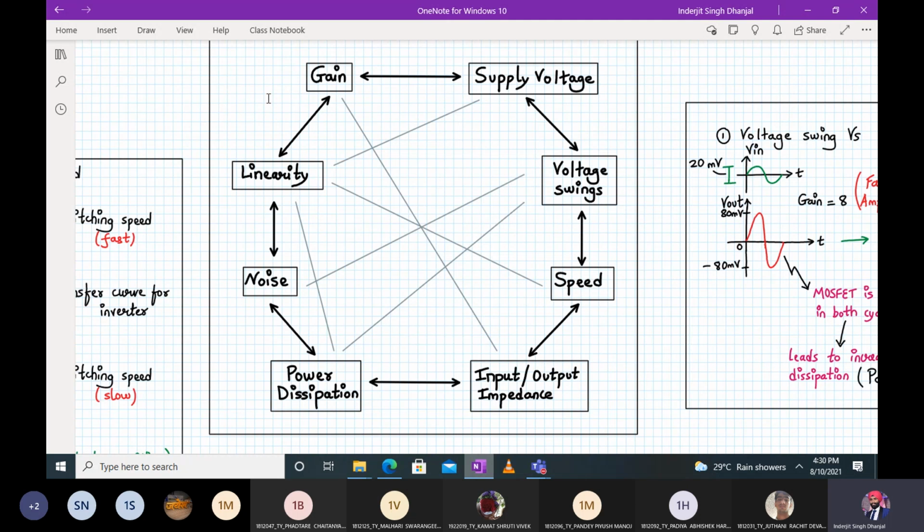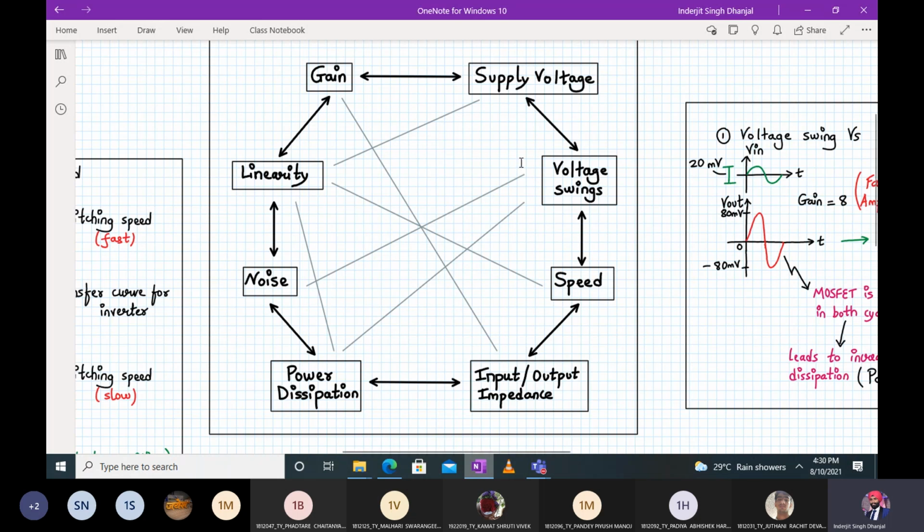In an analog design octagon, all these parameters are related to each other. For example, in the outer octagon, noise is related to both linearity as well as power dissipation. Linearity in turn is related to noise as well as gain. Supply voltage is related to gain as well as voltage swings and so on.